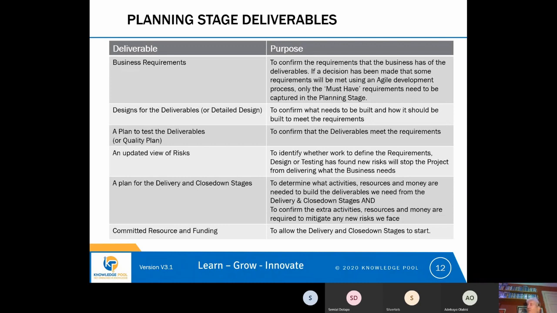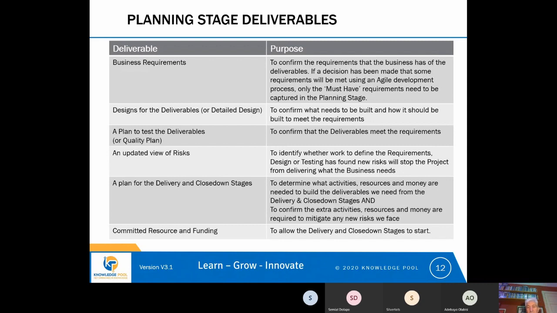The end of delivery can be quite a busy time for the project because it's implementing all of its deliverables, and despite all the testing that we may have done, it's not unheard of for deliverables to have problems when they're actually used by the business for the first time. And the project will tend to be focused on solving those problems, and it won't be worrying too much about the close down stage and planning that. So we take this opportunity during the planning stage to plan for the delivery stage and the close down stage.